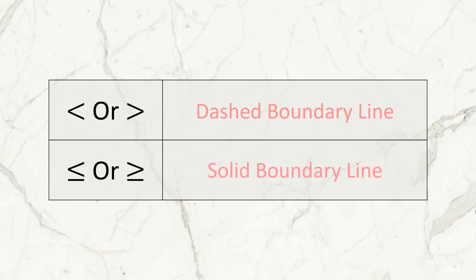So remember, if it's strictly less than or strictly greater than, it's a dashed boundary line, okay? If it is less than or equal to or greater than or equal to, it will be a solid boundary line, okay? Something I like to think of to help me remember if it's solid or not is this: there is a solid line under less than or equal to or greater than or equal to. Let that be a reminder saying, okay, this is a solid line. It's going to be a solid boundary line, okay?